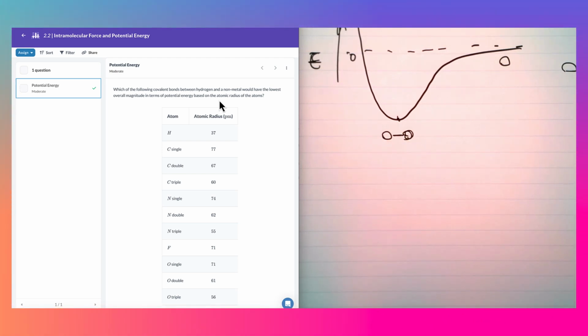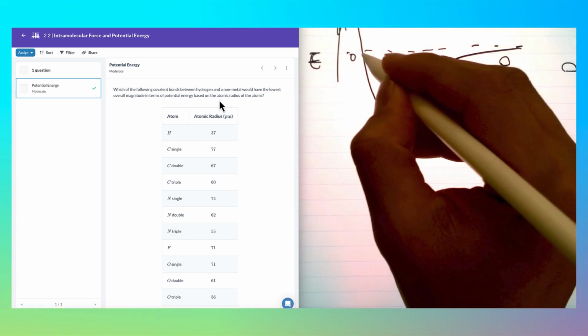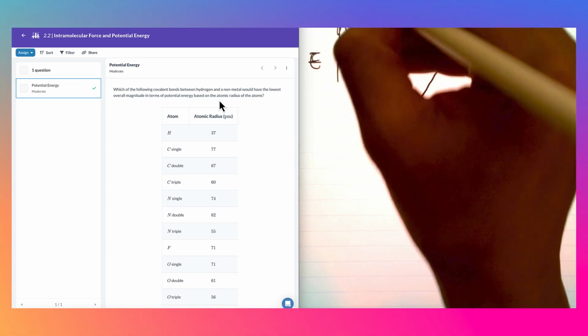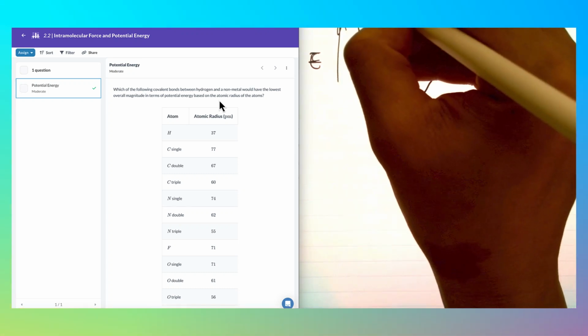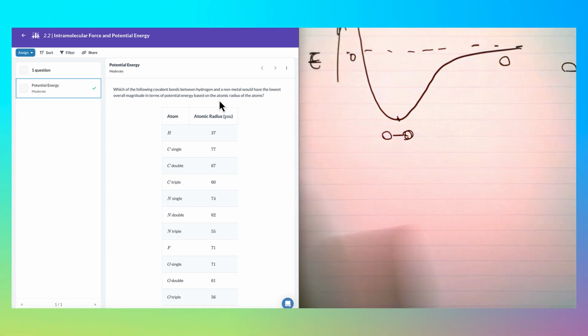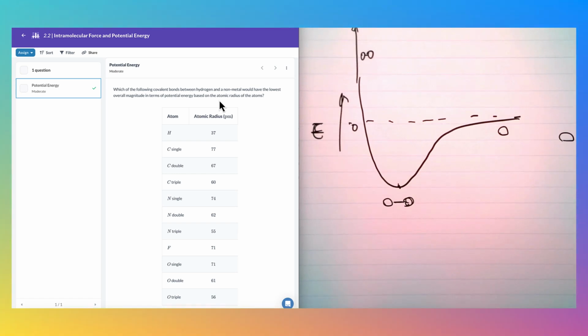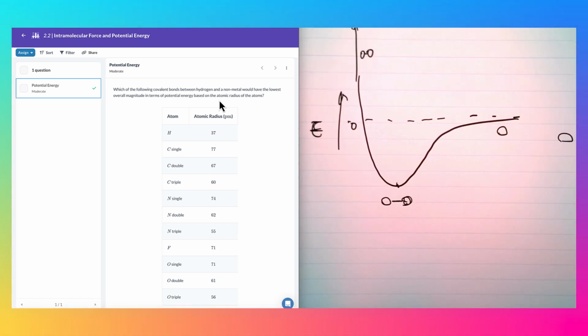and the energy will be the lowest, and then when it is very close to each other, when it's really smashed near each other, then it will be very high in potential energy.